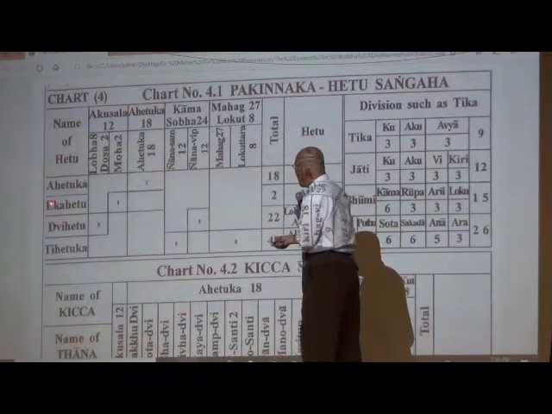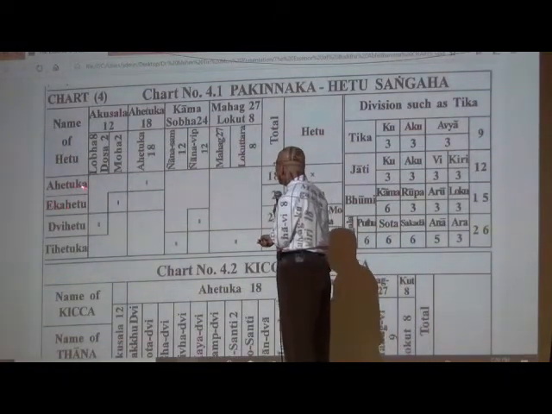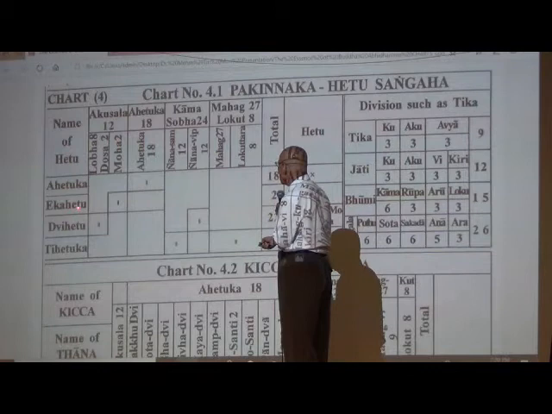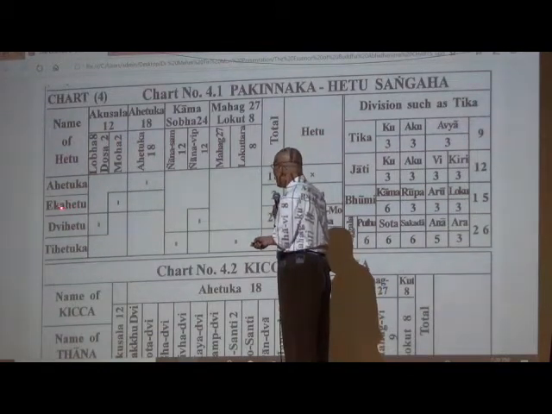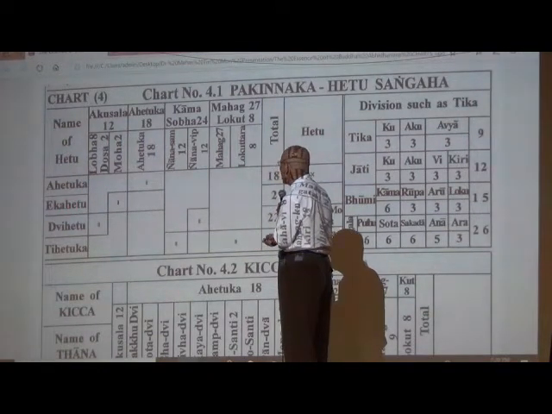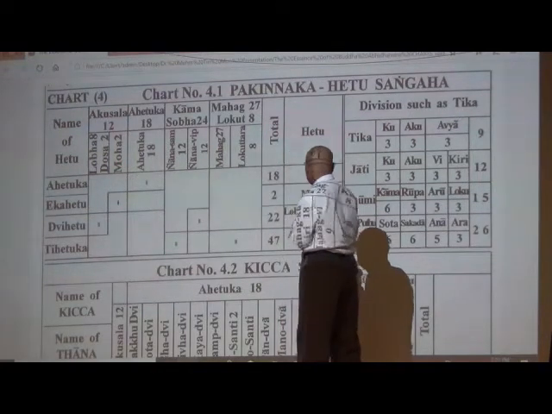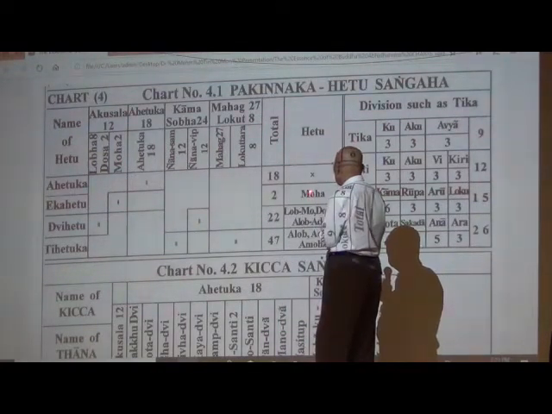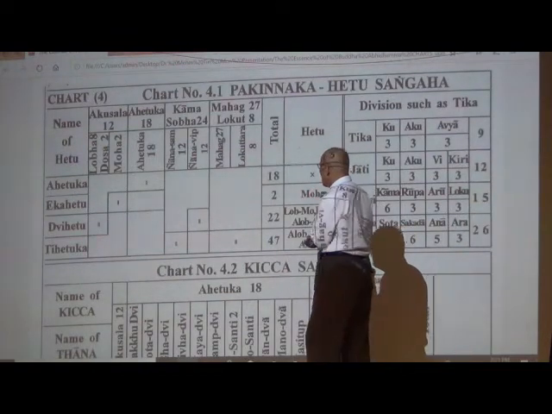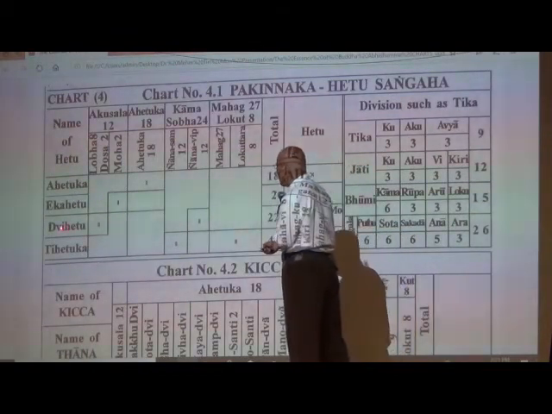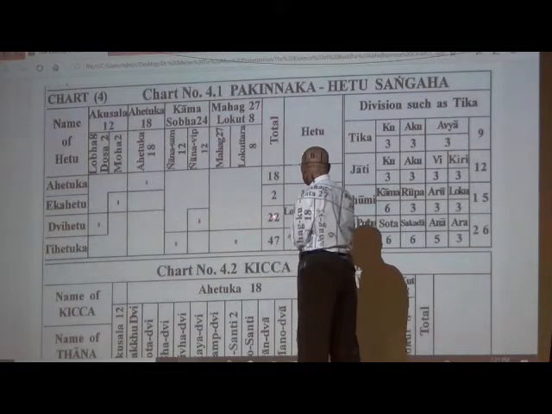And then ekahetuka, one root. Eka means one root. So the 2 moha mula chaita have only one root, that is moha. When you go to the dvihetuka, two roots, there are 22 chaita.